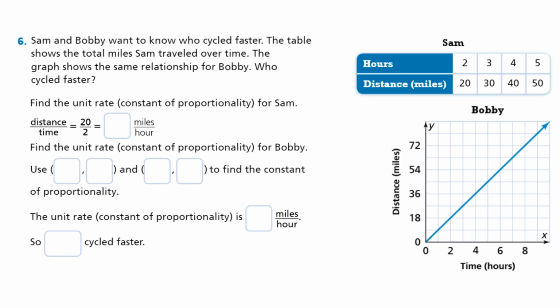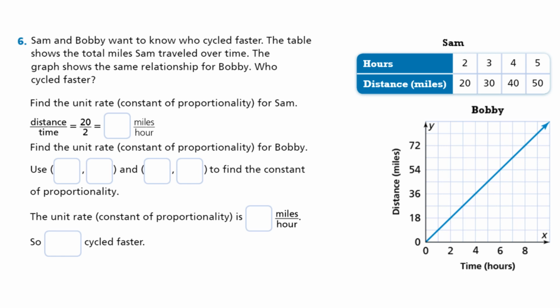This instructional video is for textbook pages 125 and 126. We want to know who cycled faster. The table shows the total miles Sam traveled over time. The graph shows the same relationship for Bobby. Who cycled faster? So find the unit rate or the constant of proportionality for Sam.